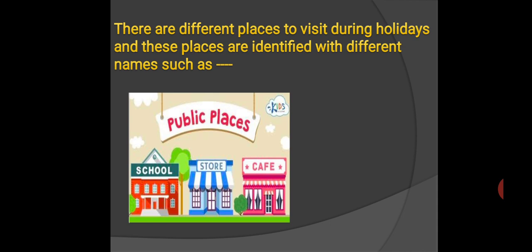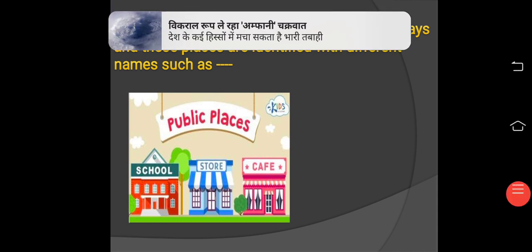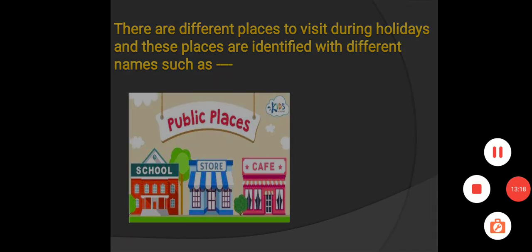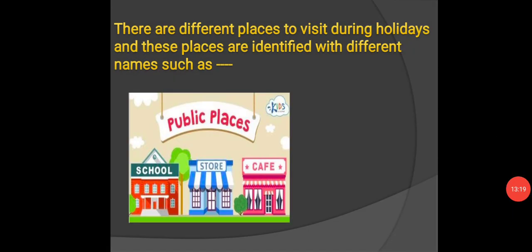The second picture in the slide is the store. For example, if your father told you to get some grocery from the shop, he gave you 10 rupees and told you to bring some grocery from the shop, where would you go? Obviously, you will go to the store. Why will you go to the store? Because it's a place where you can buy many things. Let's proceed further now. The third picture in the slide is a cafeteria, a place to drink coffee.